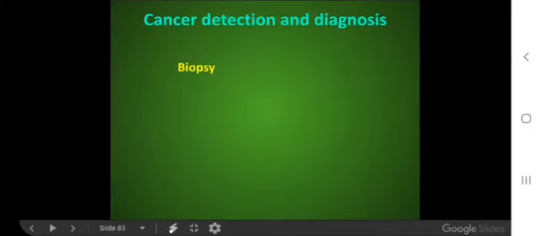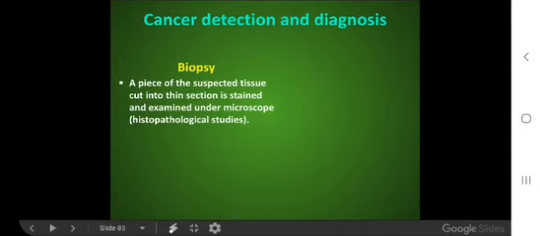Cancer detection or diagnosis: how is cancer detected? Mostly at the initial stages, if cancer is detected, then it can easily be operated out, or the treatment can easily be done completely and 100%. But most of the time people do not get to know about the cancer in the initial stages. That's why we face the cancer in the later stage, when the body becomes completely damaged, and it becomes very difficult to recover the person completely.